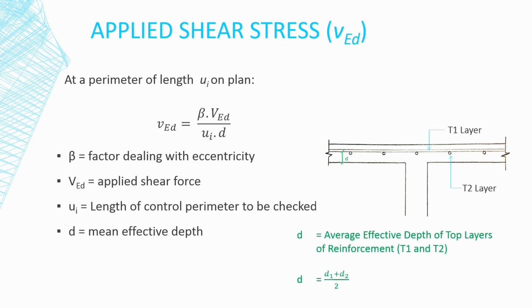The area to be sheared at any perimeter is simply the effective depth of the tension reinforcement times the length of the perimeter under consideration. Here it is important to note that the effective depth of the top reinforcement is the mean depth of the 2 layers of reinforcement over the column.